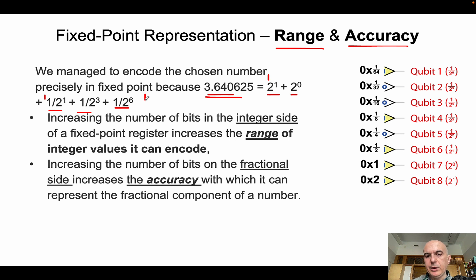Increasing the number of bits in the integer side of a fixed point register increases the range of representation that we can encode. So if we put more qubits on the integer representation, then we increase the range. On the other hand, increasing the number of fractional bits increases the accuracy with which we can represent the fractional component of the number. So range is related to the integer part, and accuracy is related to the fractional part.